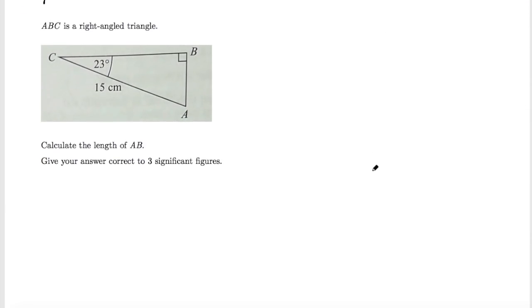Question 7 says ABC is a right angle triangle, and they give you this diagram with an angle and one side, and it says calculate the length of AB. Give your answer correct to 3 significant figures. Usually when you see an angle, a right angle triangle and one length, you should start thinking trigonometry and the trigonometric ratios, and hopefully you have this memorized. So SOH CAH TOA.